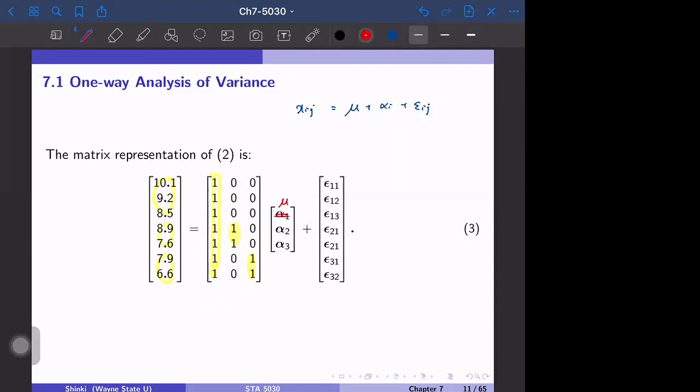So in this case, you can see that x11 is equal to 1 times mu, so actually just mu. Alpha 1 does not exist, plus epsilon 11. But for the second group, the 8.9 is mu plus alpha 2 plus epsilon 21. So in this case, alpha 1 does not exist, and basically mu represents a kind of alpha 1, the effect for the first level. And alpha 2 represents the difference between the two groups. So here mu is the mean level for the first group.